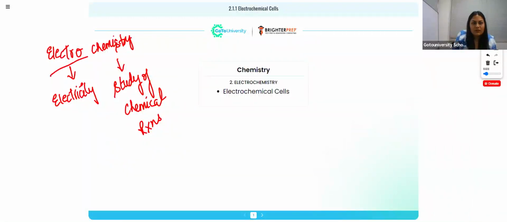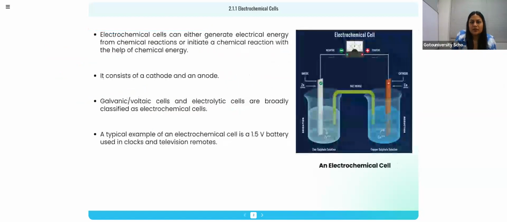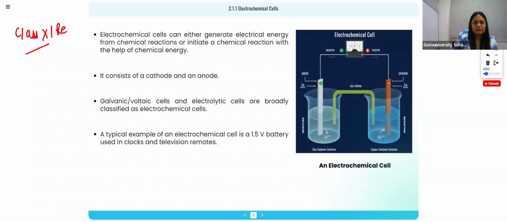Okay, what does electrochemistry mean? That electricity causes chemical reactions to take place, right? So let us see what an electrochemical cell is. Before starting this, let's recapitulate the studies of class 11. We have studied displacement reactions in class 11, right? What are displacement reactions?